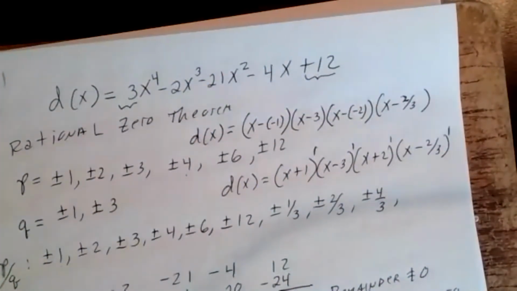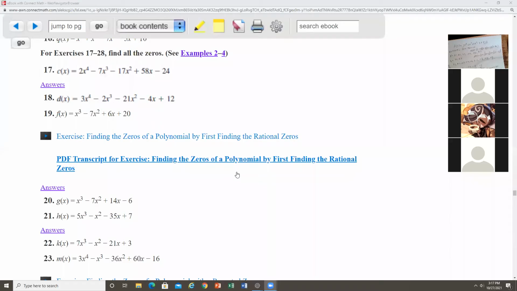That was number 18. What do you think about this? You think you might have any success with these? So finding zeros of polynomial functions.